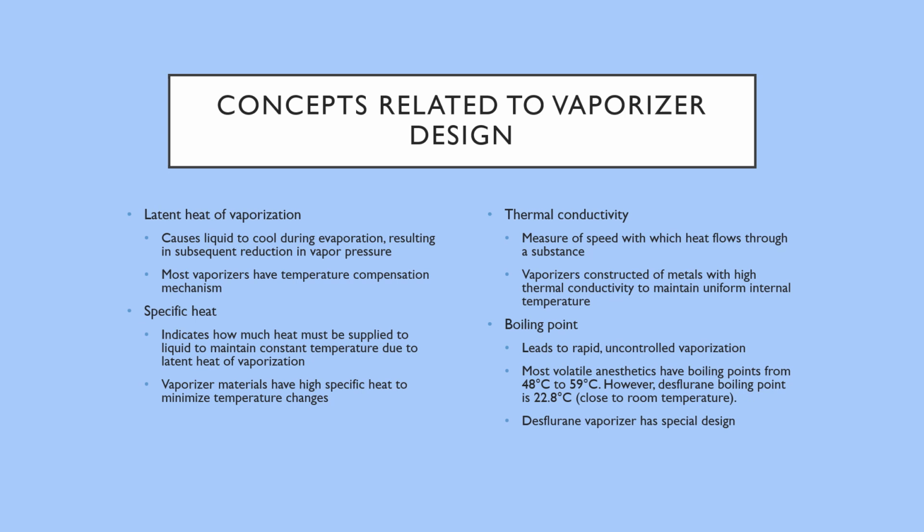Specific heat is defined as the number of calories required to increase the temperature of 1 gram of substance by 1 degree Celsius. It indicates how much heat must be supplied to the liquid in order to maintain a constant temperature due to the latent heat of vaporization. So vaporizer materials have a high specific heat in order to minimize temperature changes. Thermal conductivity measures the speed with which heat flows through a substance, and vaporizers are constructed of metals with a high thermal conductivity in order to maintain uniform internal temperature.